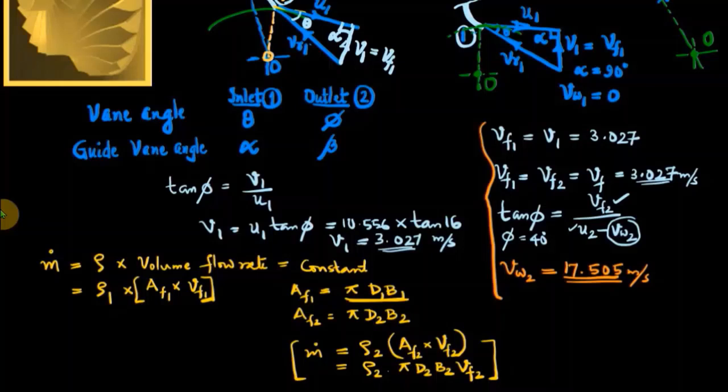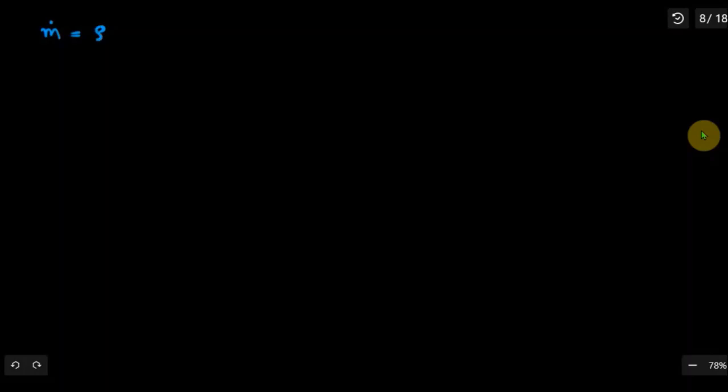Then the mass flow rate based on the inlet condition is rho 1 into the area of flow at inlet, pi d1 b1, into VF1. VF1 is equal to VF2, you know. Now we'll find out the mass flow rate. So the mass flow rate m dot, based on the inlet conditions, is rho 1 into the flow area pi d1 b1, then the flow velocity Vf1. Vf1 in fact is equal to Vf2, we know it.